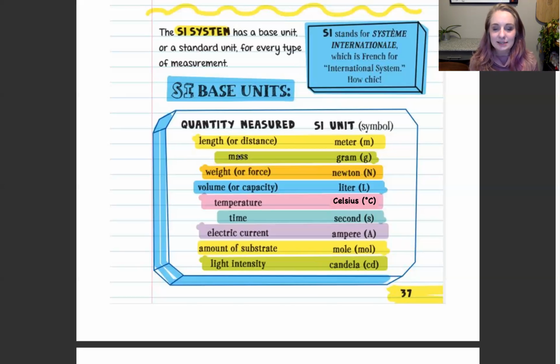Amount of substance in an item is measured in moles. You'll probably learn more about this in your chemistry class because it has to do with atomic mass. Mole is short for molecule. That's probably the most you need to know about moles right now in 6th grade. And light intensity is measured in candelas, which is Latin for candle. And that is the light intensity of a basic candle. So if you get a basic candle and you light it up, that's 1 candela about.